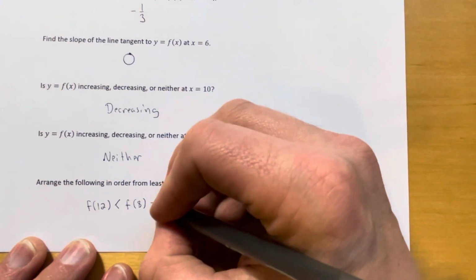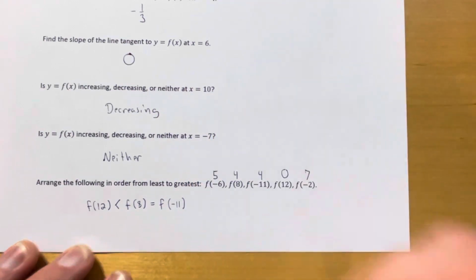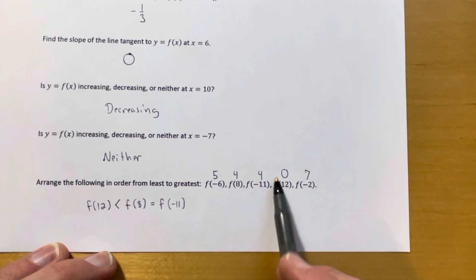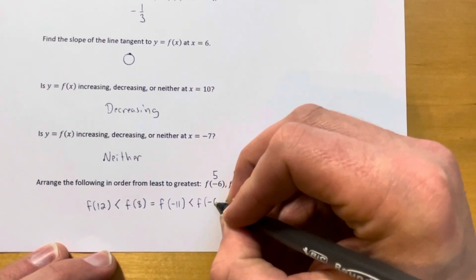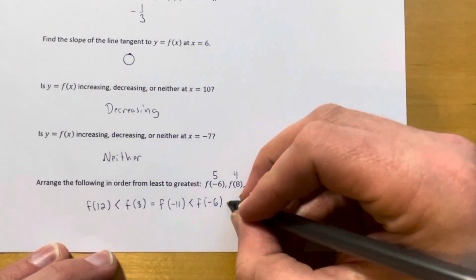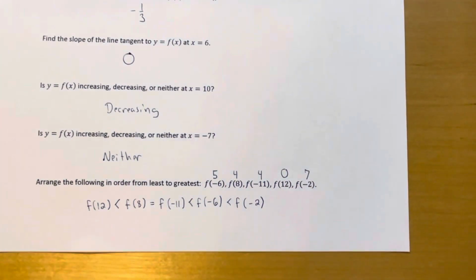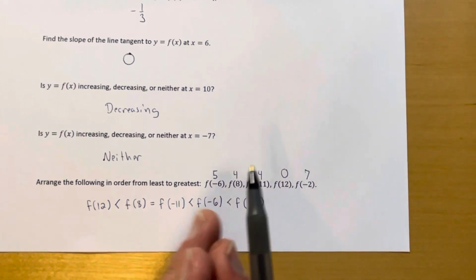So I would say f of 8 equals f of -11 instead of less than, because it's not less than f of -11. The next largest number in this list is this 5, which corresponds to f of -6, followed by this 7. That's the largest number in this list, which is coming from f of -2. So that is how I would write this by ranking them from least to greatest. I would use an equal sign here because two of them are equal, but the rest I'm using less than symbols to put them in order.